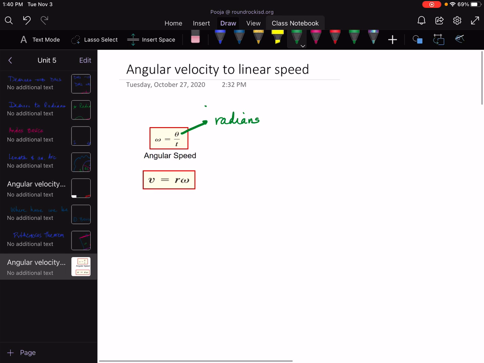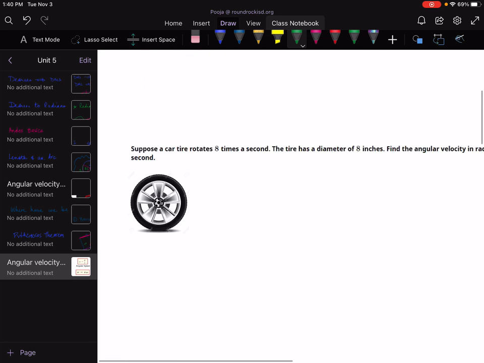The other one is V, which is your linear speed, the sort of speed that we're more familiar with: miles per hour, kilometers per hour, centimeters per second. This can be simply written as the product of the radius times the angular speed. And if we don't know angular speed, then we use the first formula to find the angular speed, and then plug it into the second formula to get to linear speed. So let's go ahead and look at some examples.